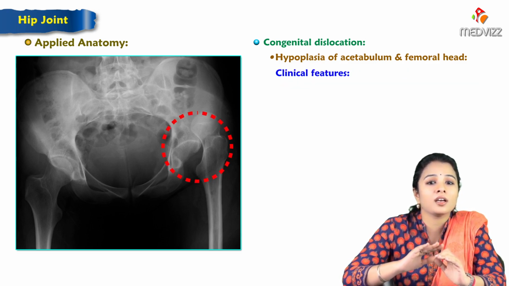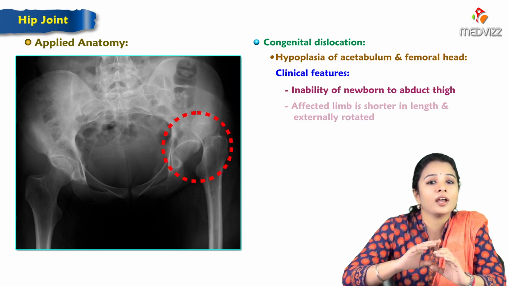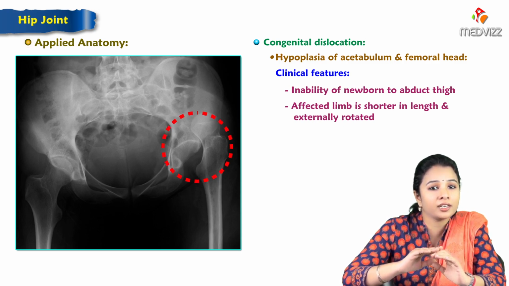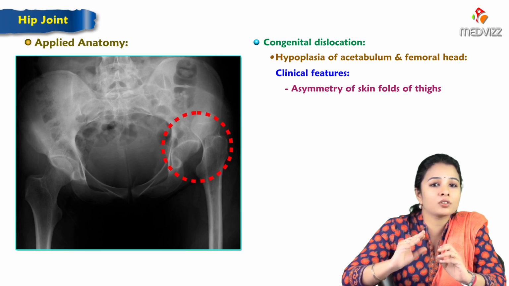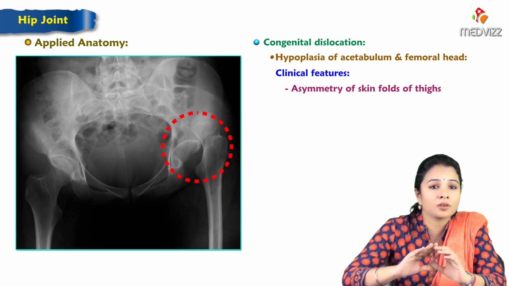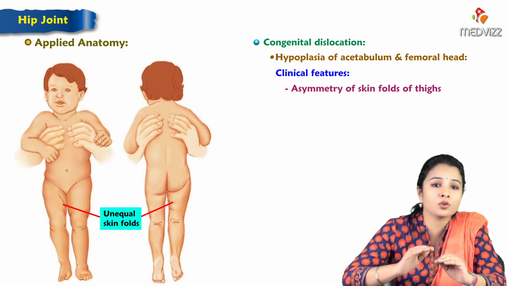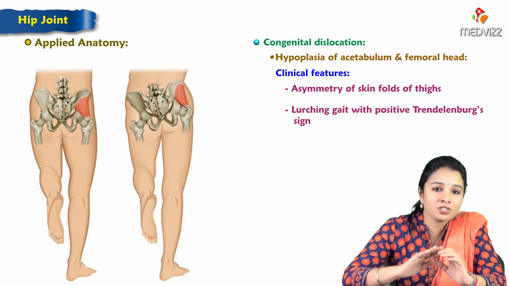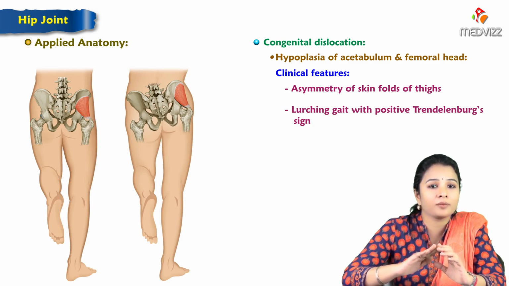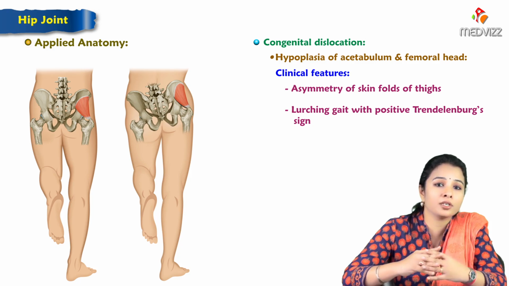Clinically, it presents like inability of the newborn to abduct the thigh, and affected limb is shorter in length and externally rotated. Asymmetry of the skin folds of the thigh is also observed. So you can see here in the image, there is asymmetry of the skin folds of the thighs. And as the baby starts walking, we can see the lurching gait. Lurching gait with a positive Trendelenburg sign. So these are the symptoms which you identify in congenital hip dislocation.